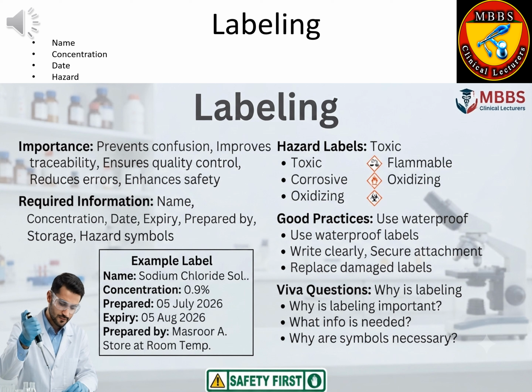Common labeling mistakes: missing concentration, illegible handwriting, wrong dates, missing hazard information, using labels that fall off. Good practices: use waterproof labels, write clearly, attach labels securely, replace damaged labels immediately.